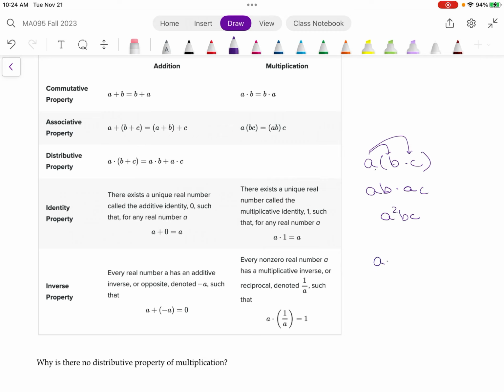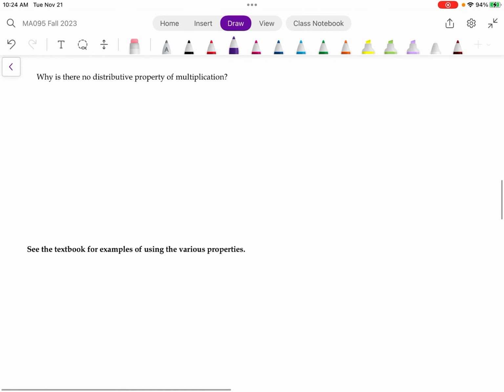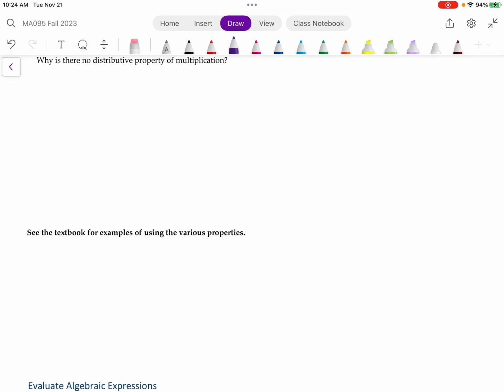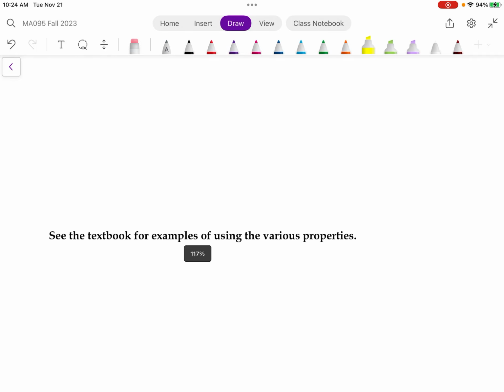That's just A times B times C. So A times parenthesis B times C means we could also call that AB times C, or we can call it BA times C. We can change the order according to these other rules up above, but we cannot distribute it. So the distributive property does not happen with multiplication. This is incorrect. Put a big X in it if you wrote it in your notes. See the textbook for examples of using the various properties. There are lots and lots of examples in the textbook.